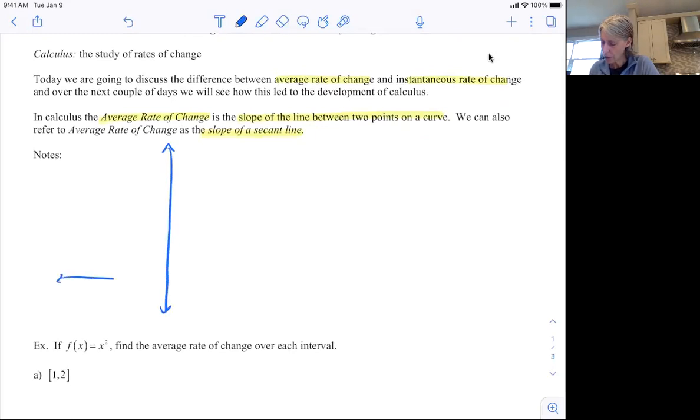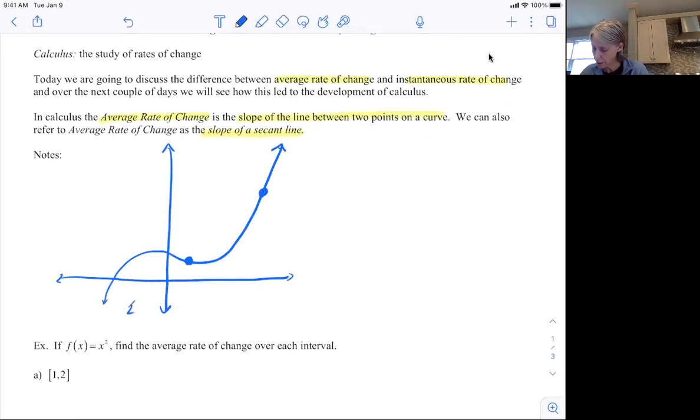If we have some given function, and I'm just going to do some general kind of function there, we take 2 points on that curve and draw a line connecting those 2 points. So here's my curve f of x. Here's my secant line, the line between the 2 points connecting the curve. We can find the slope using our slope formula.